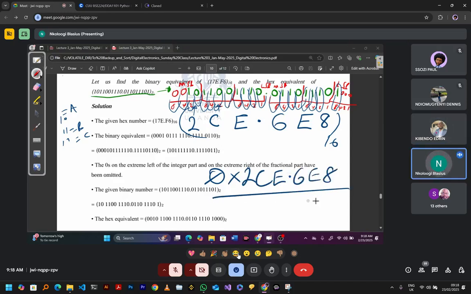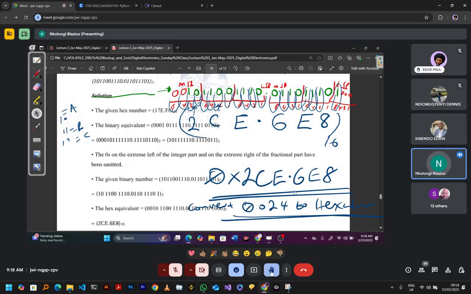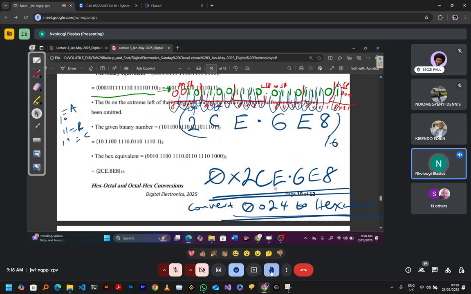Me, I will be setting my exams like this. I will be telling you, for example, convert this to hexadecimal, and I stop there. So if you don't know what that one means, it will be up to you. So let me check. Is that the right answer we got?